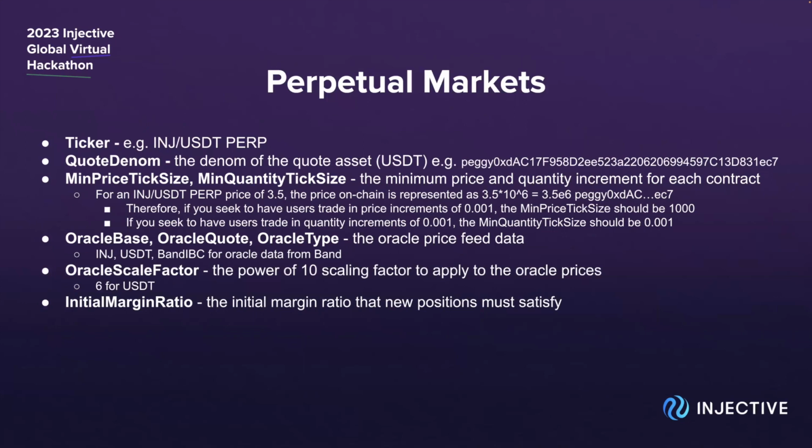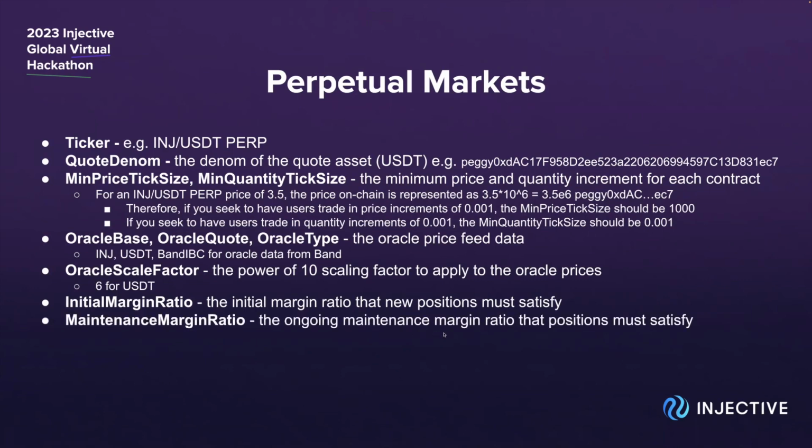An important concept also is the initial margin ratio and maintenance margin ratio that the market must satisfy. So here, if you want to have a max of, let's say, 10x leverage initially, your initial margin ratio would be 0.1. In this case, the maximum leverage that a user can have when they open a position would be 10x, since 1 divided by 0.1 equals 10.